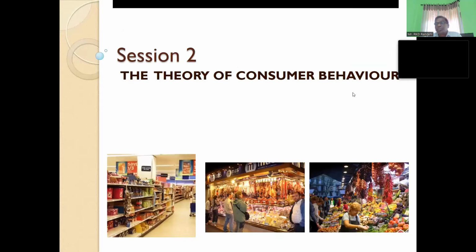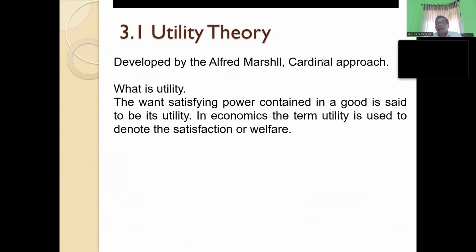Now, the theory of consumer behavior. First thing is utility theory. This is presented by Alfred Marshall. So there is an alternative name, Marshall's utility theory, the cardinal approach, Marshall's utility theory. There are so many names.